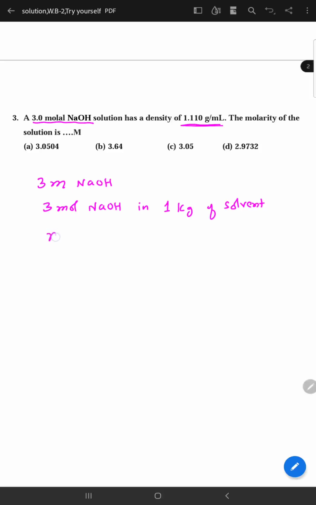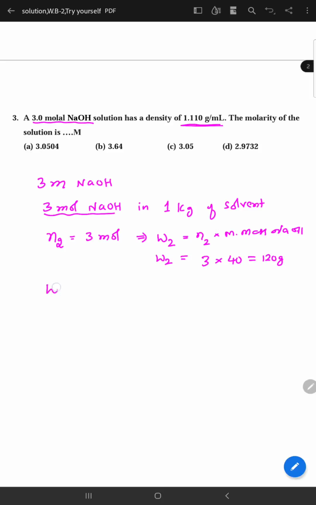So now you can say the number of moles of solute, n2. The solute here is NaOH. So the number of moles of NaOH means the number of moles of solute, so that will be 3 mole. Then how do you convert this into mass? Very simple: mass of solute, w2, is nothing but the number of moles of NaOH, n2, into the molar mass of NaOH. The number of moles of NaOH is 3 mole, and you know that the molar mass of NaOH is 40. Therefore you will get 120 gram. That is the mass of solute. And of course, the mass of solvent is given by the symbol w1. That is 1 kg of solvent. 1 kg means 1000 gram of solvent.